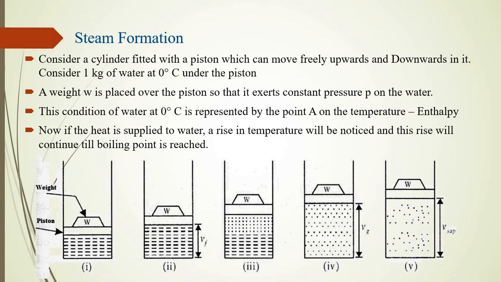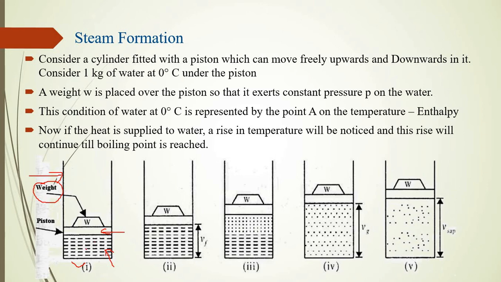Let us start our topic, steam formation. Here is a given a cylinder, marked with the pen. This is a cylinder with a piston. Here is a volume of water, and a weight is placed on the piston to balance the steam. This is the basic structure, the first figure.